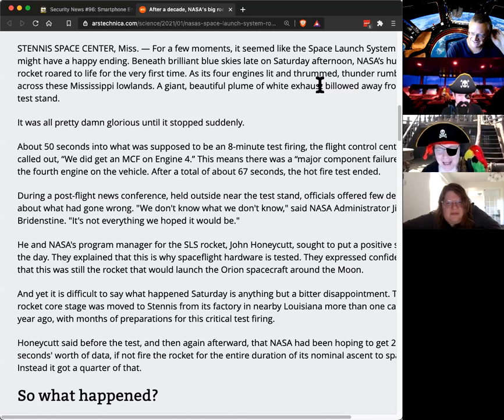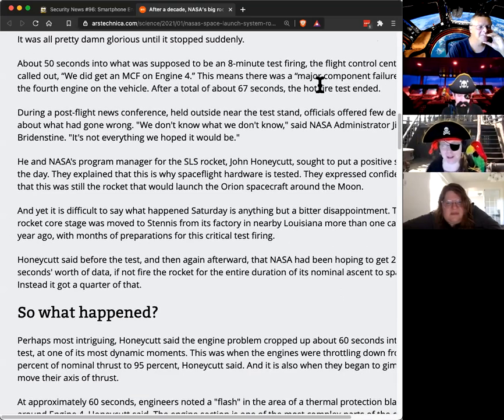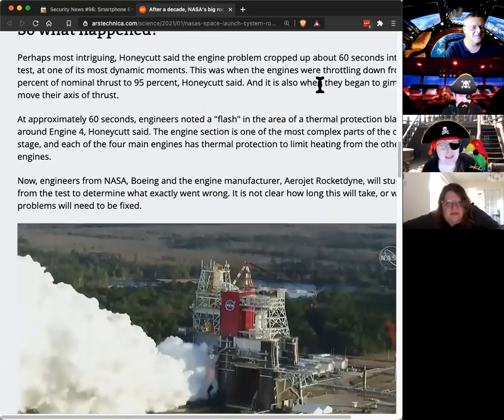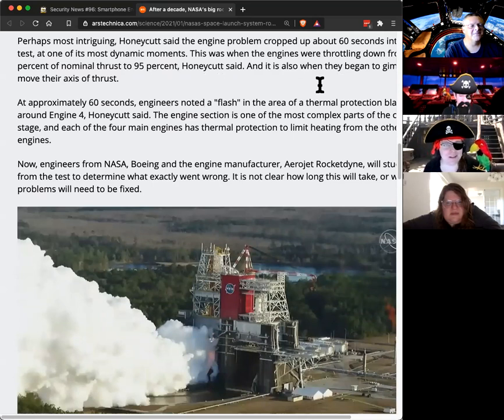But yeah. So they had this successful rocket test up until about 60 seconds in. It was supposed to be 8 minutes. But they detected an MCF, a major component failure, on engine 4. We still don't know what that failure was, but I'm sure we'll find out in the coming days and weeks. So they just shut it down safely, and everything's still there, so they'll replace whatever.